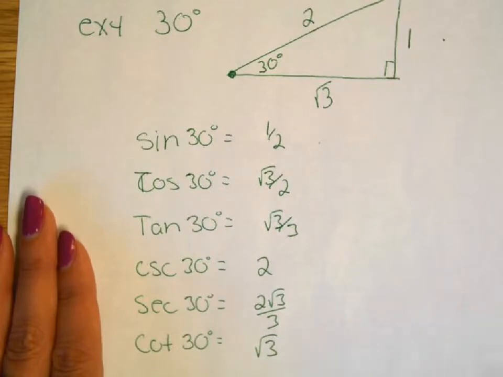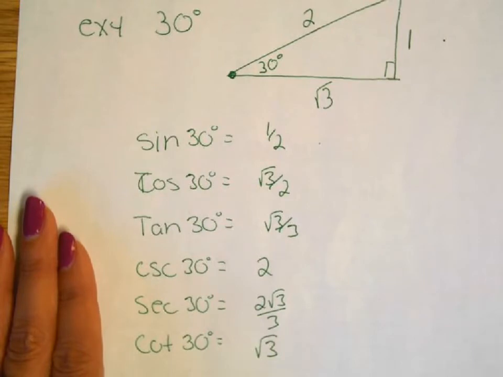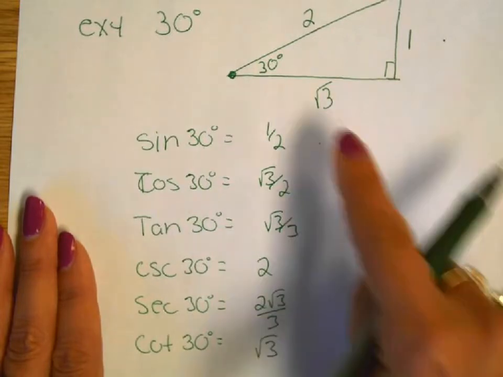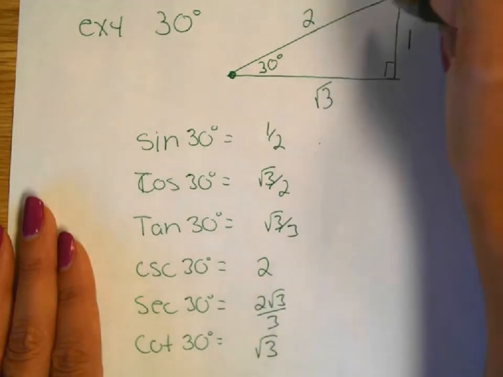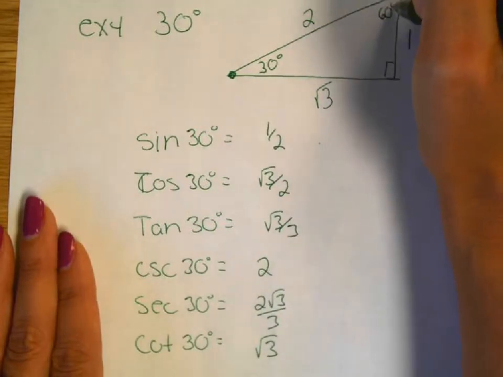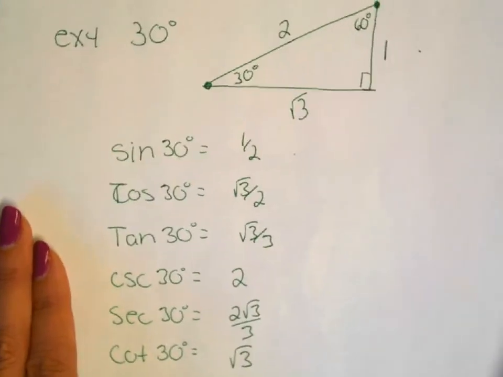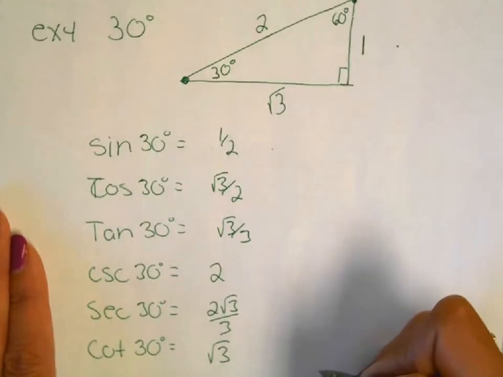Okay, and then our last angle we're going to work with is the 60-degree angle. Do I need a new triangle for the 60-degree angle? We can use this exact same triangle. We're just going to move our reference point to the 60-degree. Now you're standing here. And then run through them.